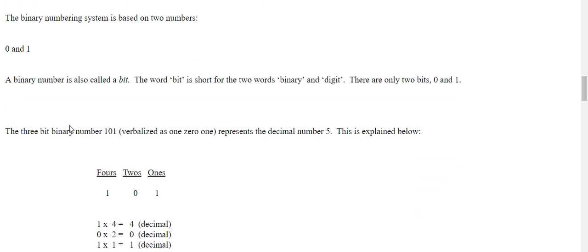Now, as I showed you with binary numbers, we only have 2 numbers, 0 and 1. A 0 or a 1 is known as a binary digit. We call it a bit for short. And there are only 2 bits, 0 and 1.